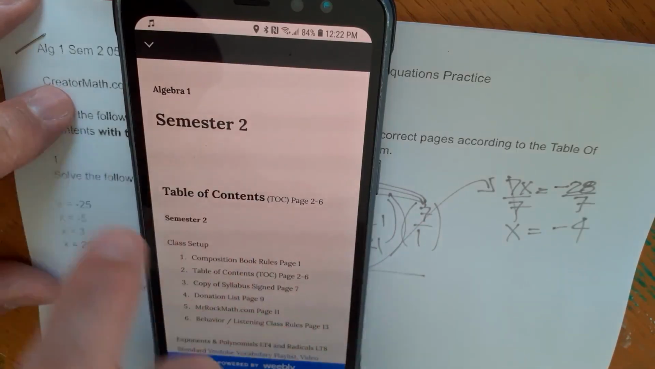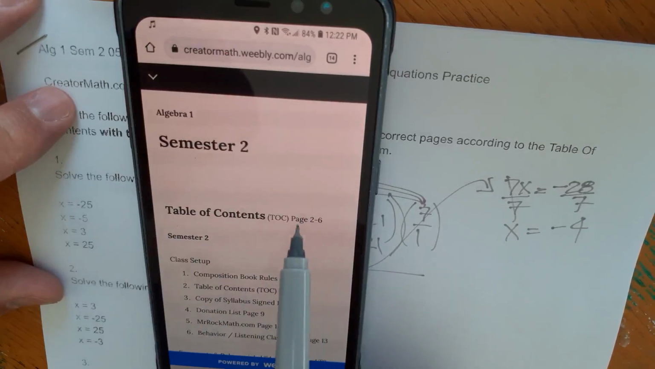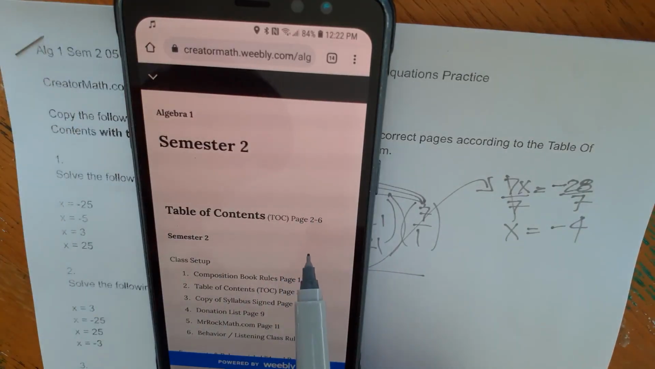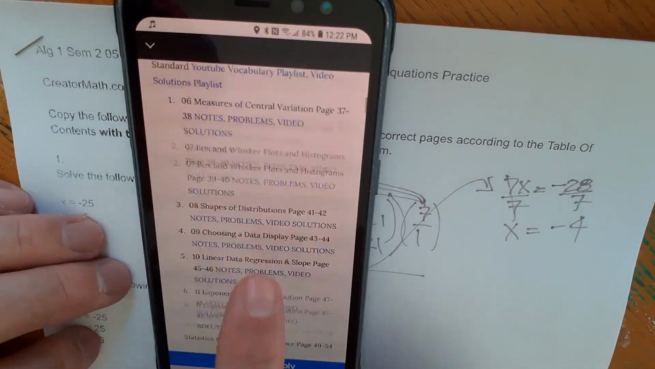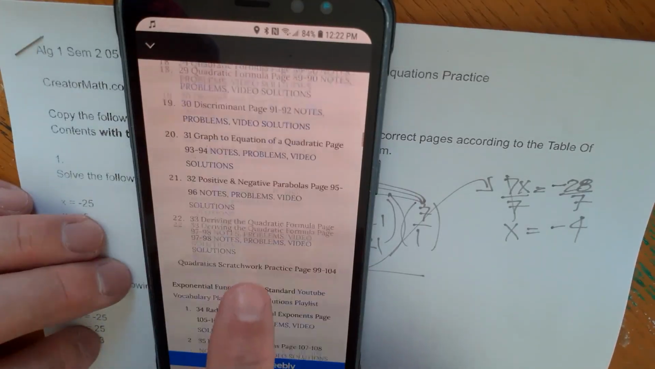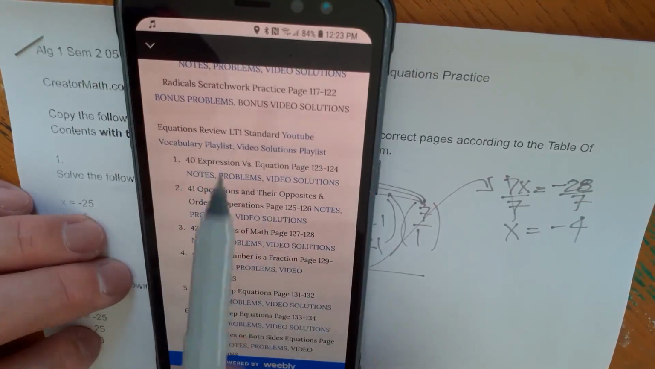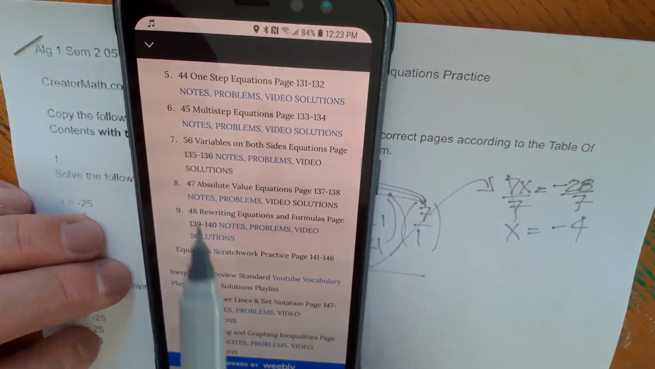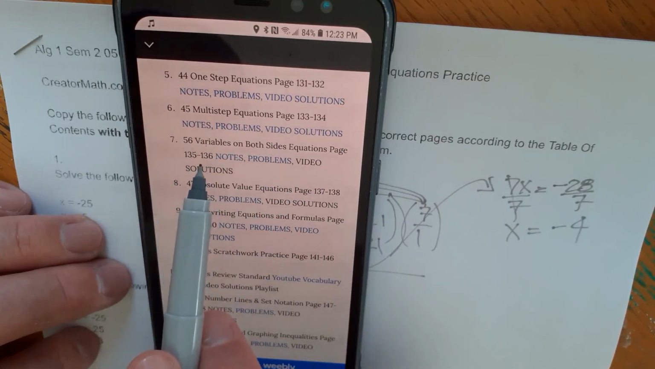So this is semester 2 we're in. If you haven't copied this table of contents on the pages 2 through 6 of your composition book, please stop what you're doing and do that now. Let's scroll down until we find Equations Review. So here's Equations Review. This is unit or lesson 7, variables on both sides. Here are the pages it goes on in your comp book.